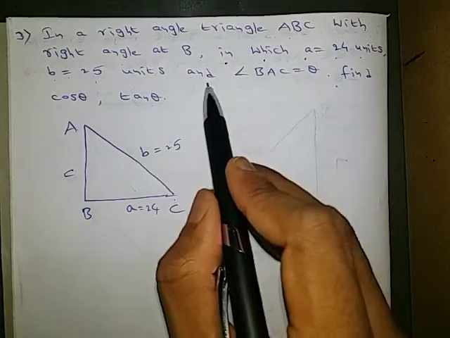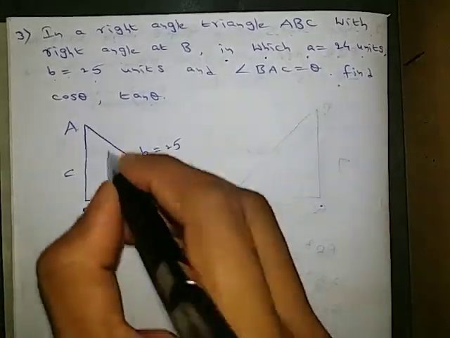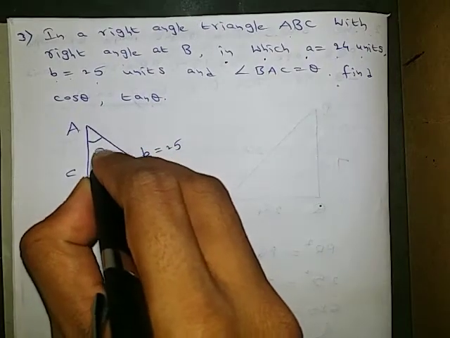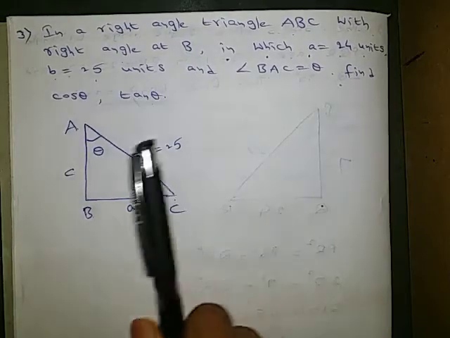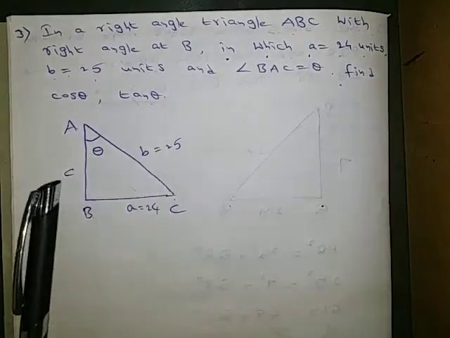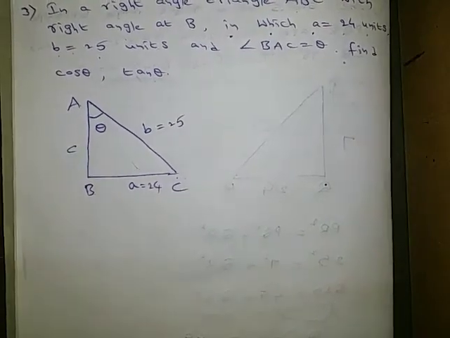Next, angle BAC is mentioned as theta. Before finding tan theta and cos theta, let us find the AB measurement. Let us apply the Pythagoras theorem first.